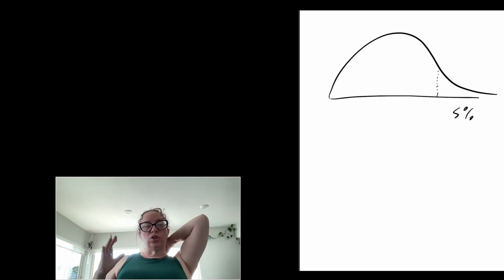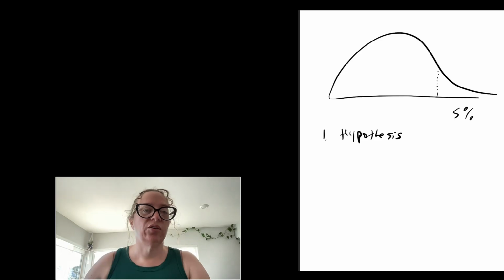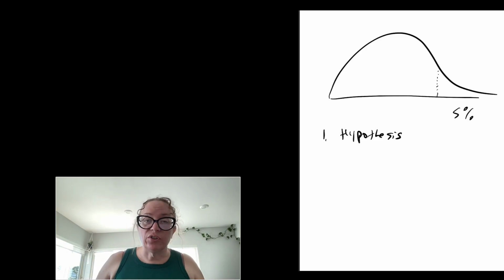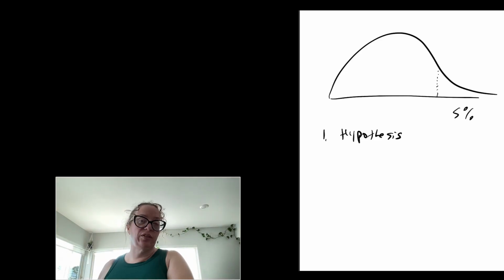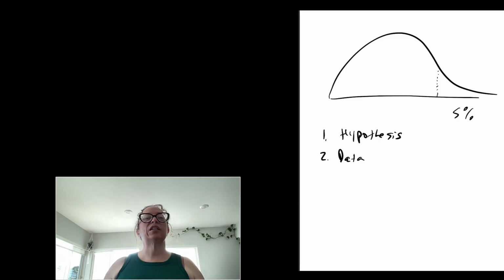Okay, so let's go through the logical chain. Step 1, we have our hypotheses. Our groups might be different, our alternative hypothesis, or they might not be different, our null hypothesis. And then we collect our data to see if our hypothesis is true. We collect measurements from at least 3 groups. Okay, 3, 4, 5, 1,000, whatever. That's the ANOVA. But it's more than 2. Otherwise, we just use a t-test.